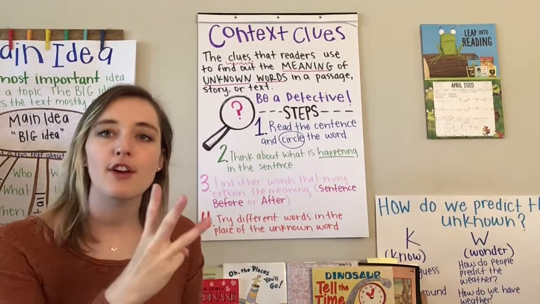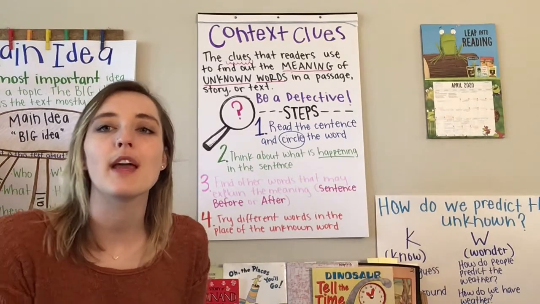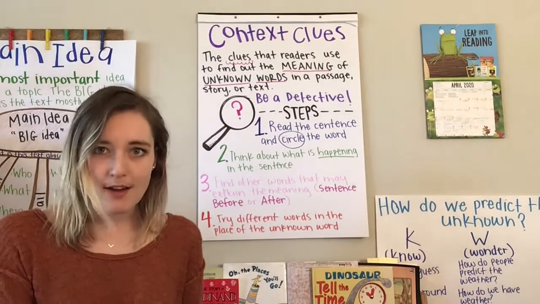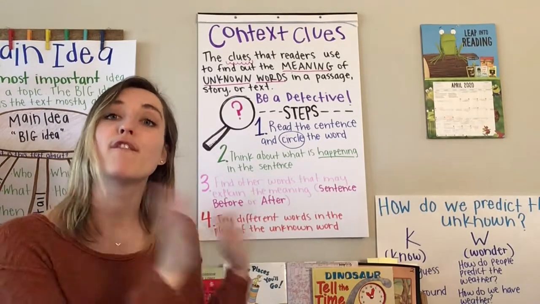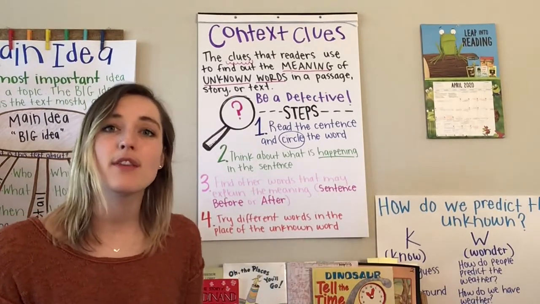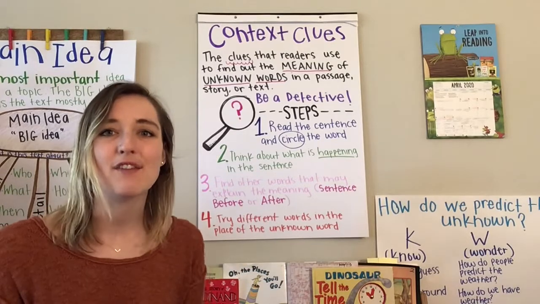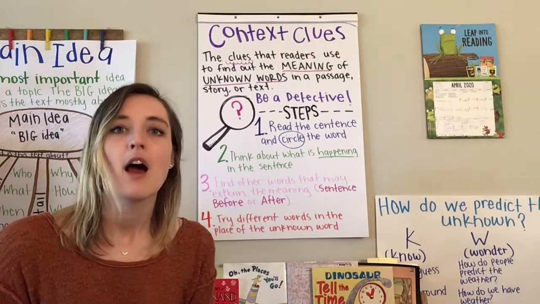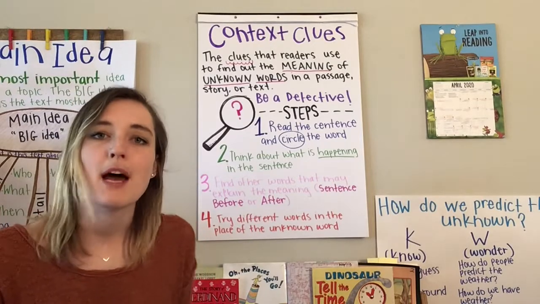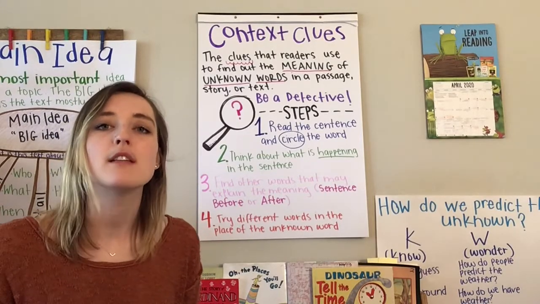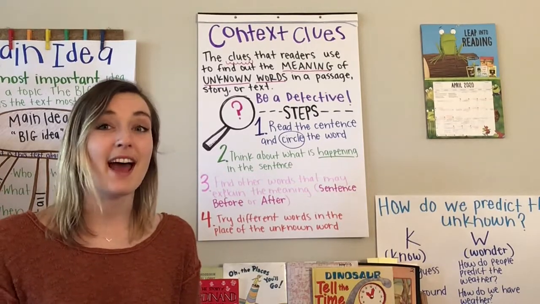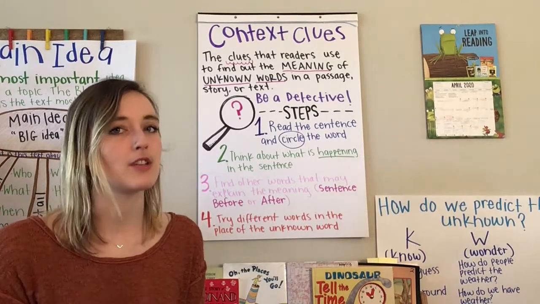The third step is to find other words that may explain the meaning of the word. Sometimes you have to look before and after the word, the sentence before and the sentence after, to really get a clear picture of what that word is. In stories and passages, they'll use multiple sentences to define a word for you. So you have to look before and after, not just the sentence that it's actually in.